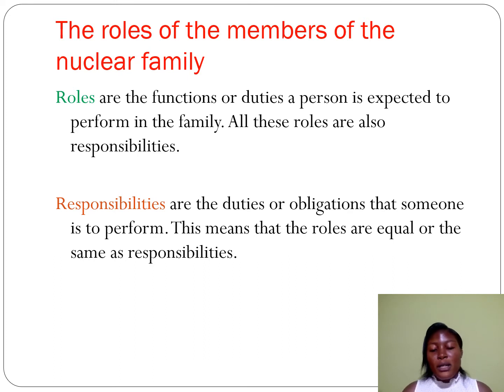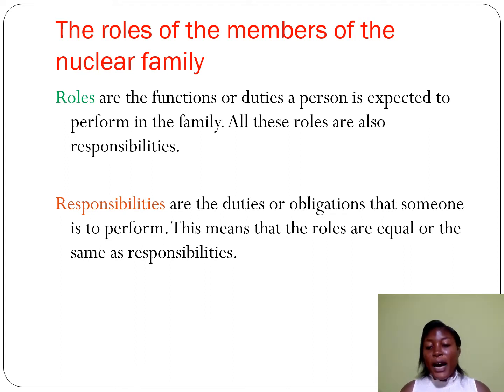Now, first of all, what is a role or what are roles? So roles are the functions or duties a person is expected to perform in the family. So you see the meaning of a role. So today you know that as a child in a family, you have a role to play. Likewise, your parents, that is your mother and your father. So all these roles are also responsibilities.